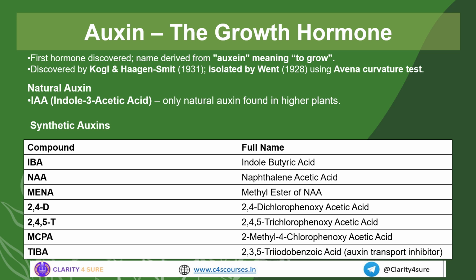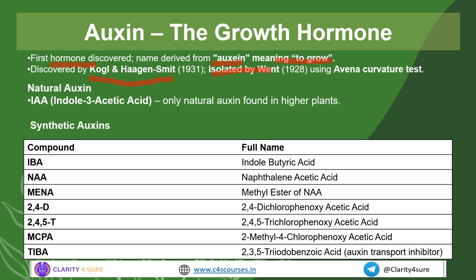So auxin was the first hormone to be discovered. The name was derived from auxin, which means to grow. And अगर हम इसकी बात की जाए, इसको discover किसने किया है? Who discovered it was Cook and Hagen Smith. But isolation was done by Wendt.